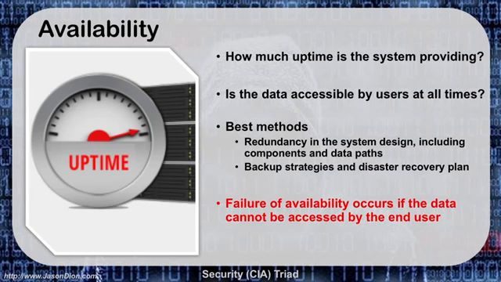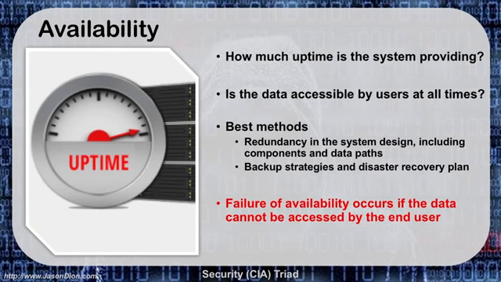So the ways we do this is through redundancy and backup. If we have redundant system design, including components and data paths, we can make sure we have a strong uptime. If we have good backup strategies and disaster recovery plans, if we do go down, we can get back up quicker. That adds to our availability.